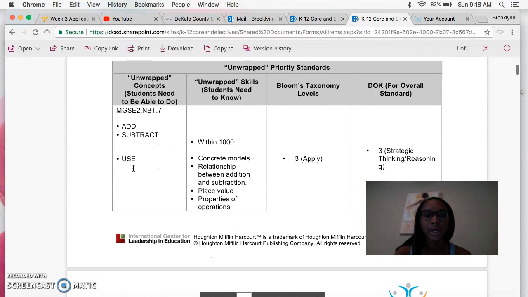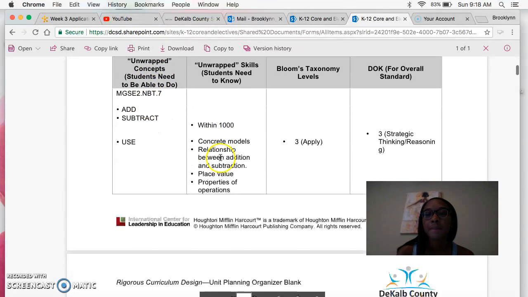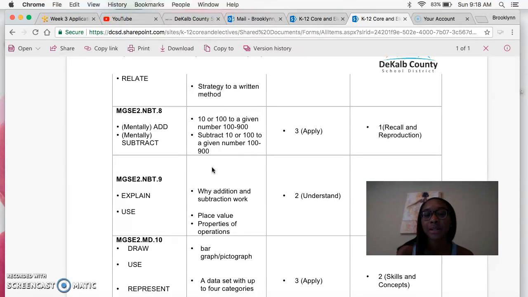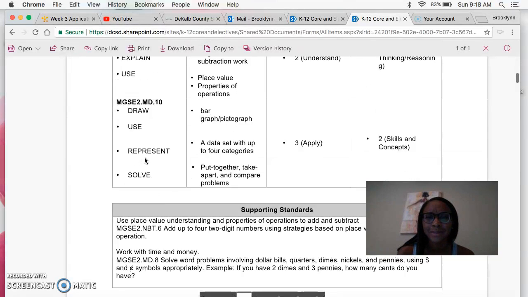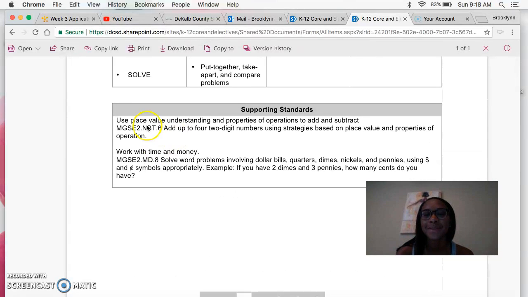And so it gives a chart for what students need to be able to do. And this chart, I personally think, is a little bit hard to understand, especially because they just put the standards right here with what students need to be able to do, but I don't know. I feel like it's a bit confusing. And then we have the supporting standards. Use place value understanding and properties of operations to add and subtract up to 4 2-digit numbers, and then work with time and money.